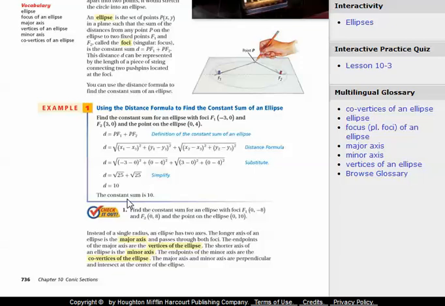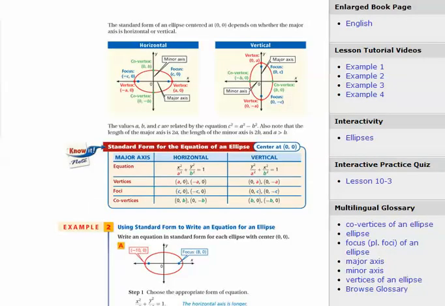Now we have other parts to the ellipse: major axis, vertices of the ellipse, the minor axis, and the co-vertices of the ellipse. Make sure you read through those so that you understand what those terms are. I want to kind of quickly go through this because I want to give you some hints again as to how to do some of these problems. Basically, you're going to have a horizontal, left to right ellipse or a vertical ellipse. And then these are the equations for an ellipse.